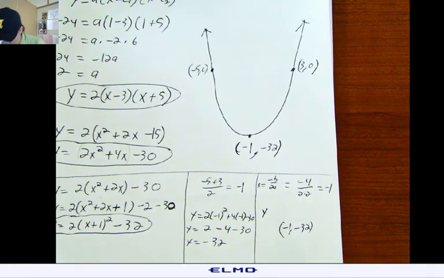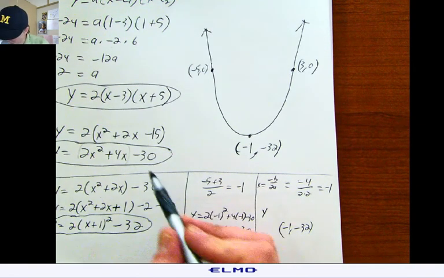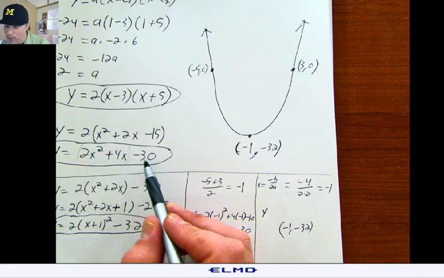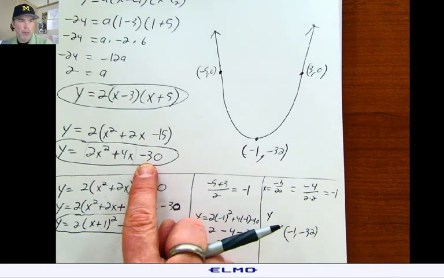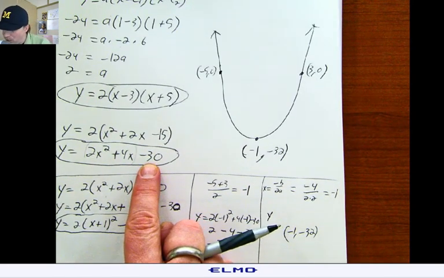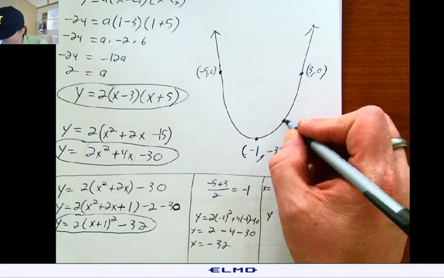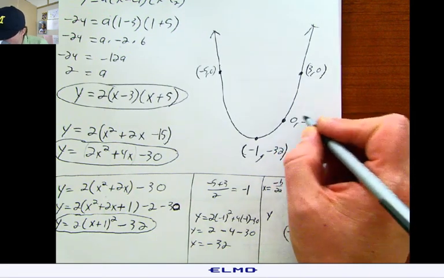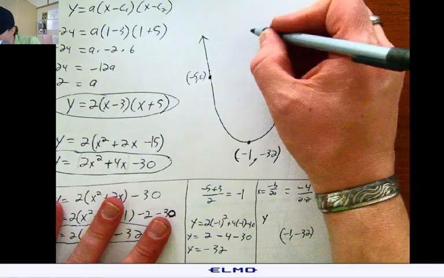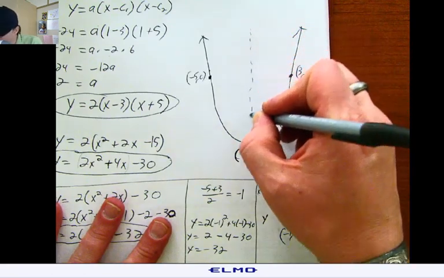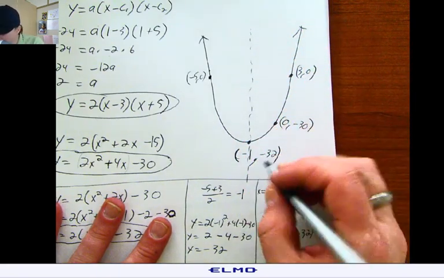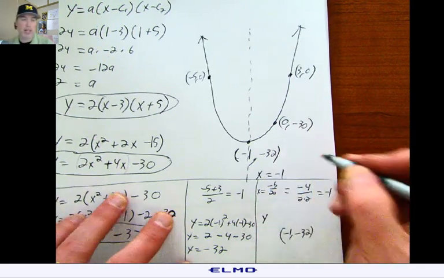Last thing, mark up where the y-intercept is. That is that if I look at this form here, if I plug in 0, out pops negative 30. So at 0, negative 30 is a coordinate. And that's the last bit I need to put in, minus the line of symmetry. I always forget about the line of symmetry, as do students. Don't forget about the line of symmetry.